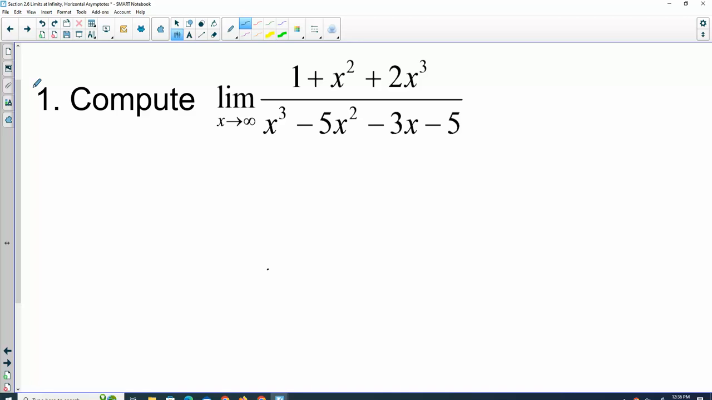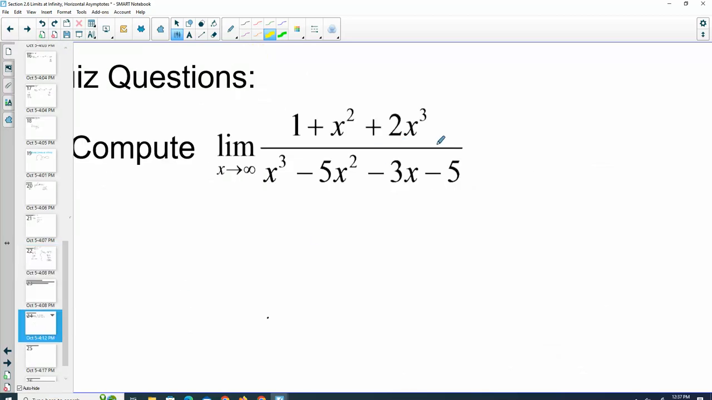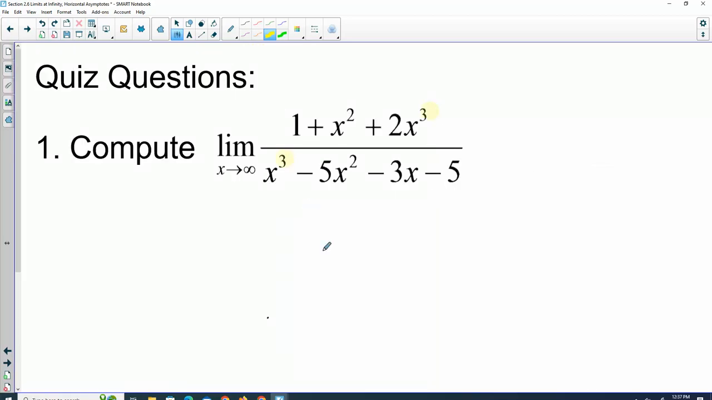1 over x squared. 1 over x. I told you to do 1 over the highest power of x yesterday, right? But we had one problem where it didn't work, but yesterday we had several problems where it did. The reason it didn't work out on this last problem is because the degree on top was higher than the bottom. In this problem, we have an x cubed on both top and bottom, so I think we're okay to go with that.